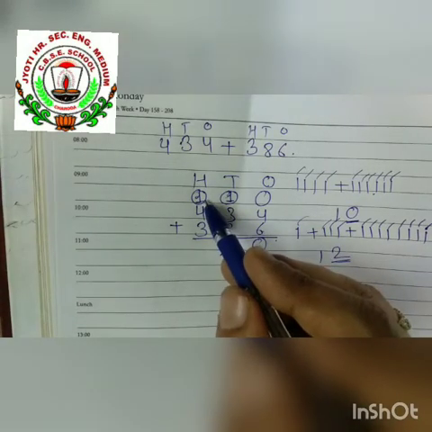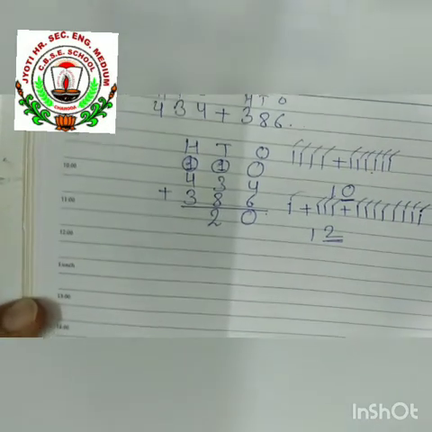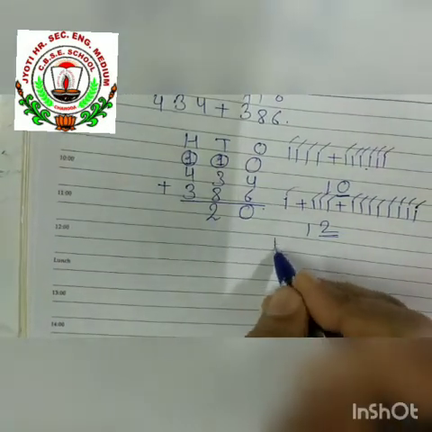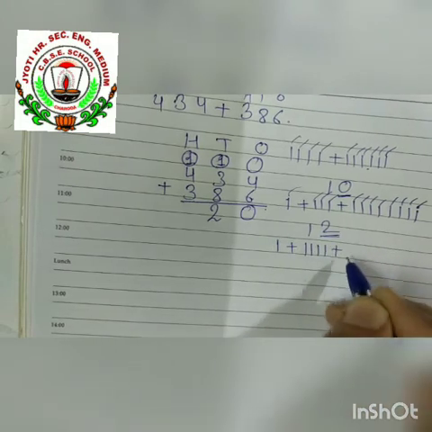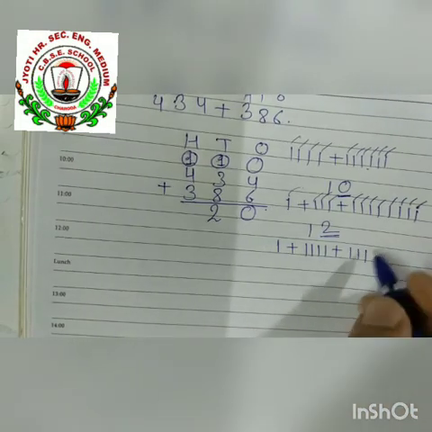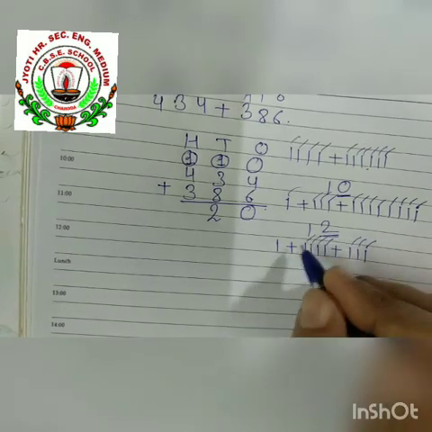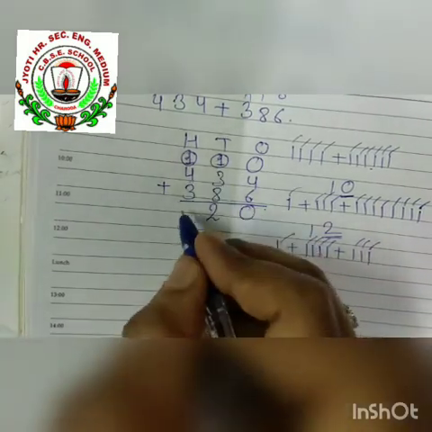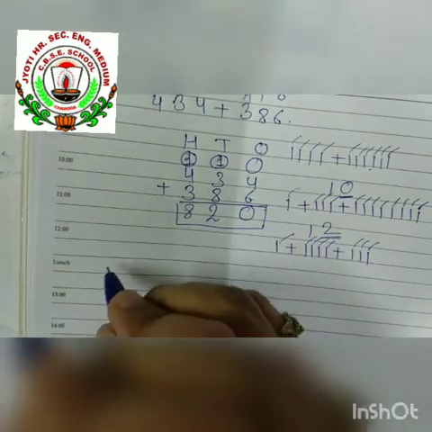Now in the hundreds place it is 1, 4 and 3. So for the hundreds place we will draw first 1 line, then 4 lines. 1 2 3 4. Again 3 lines. 1 2 3. Now we will count the total: 1 2 3 4 5 6 7 8. How much did we get? 1 plus 4 plus 3 is 8. So the answer we got is 820.